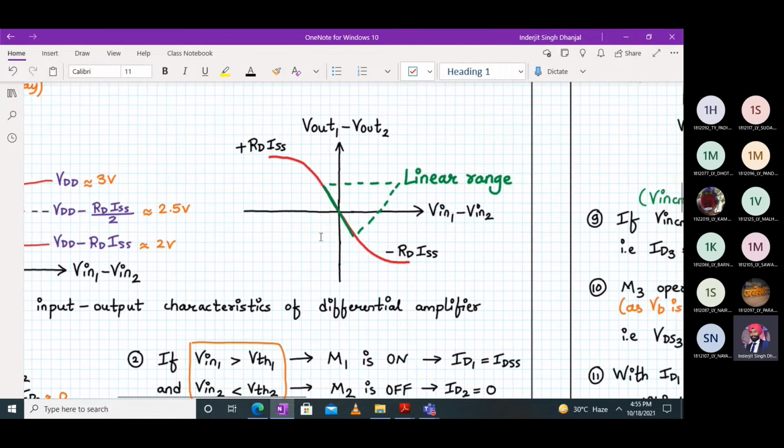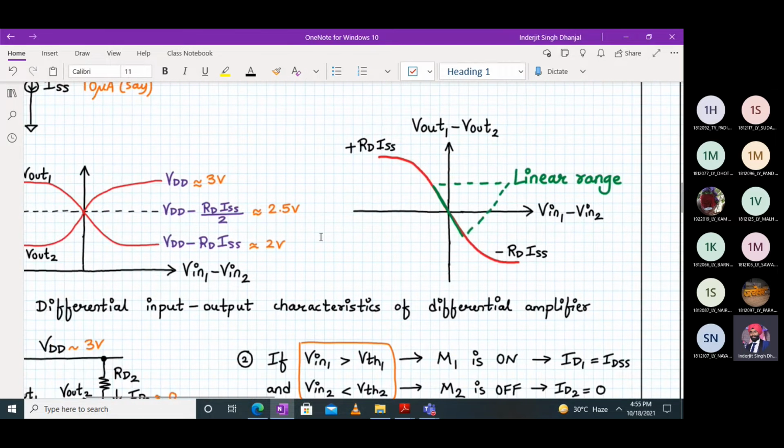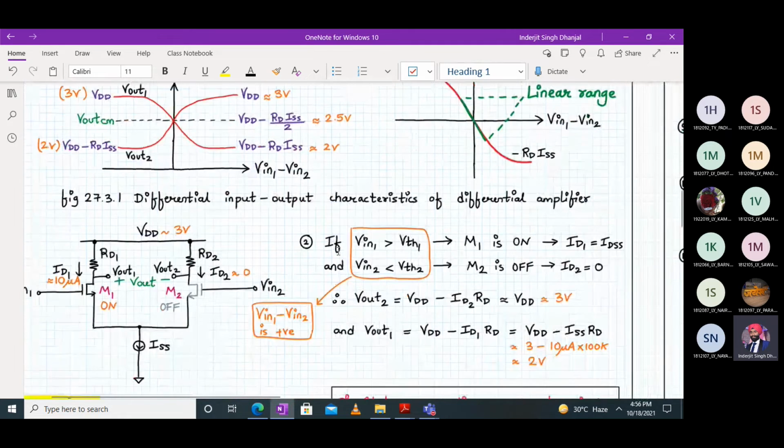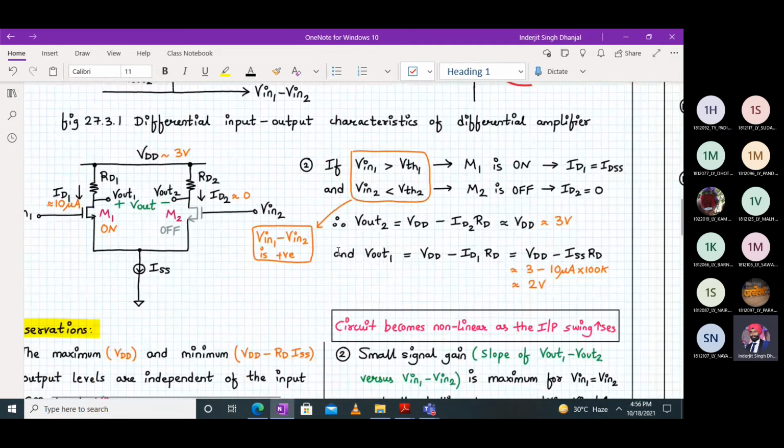So this is my linear range. In order to operate my differential amplifier successfully, my difference in V in 1 and V in 2 should be as small as possible. That means my differential amplifier can even amplify the difference between very small microphone signals. So it's a very sensitive one, right? If the difference between V in 1 and V in 2 is in microvolts, it can still amplify and detect it. Fine. This is how the qualitative analysis of the differential amplifier looks.